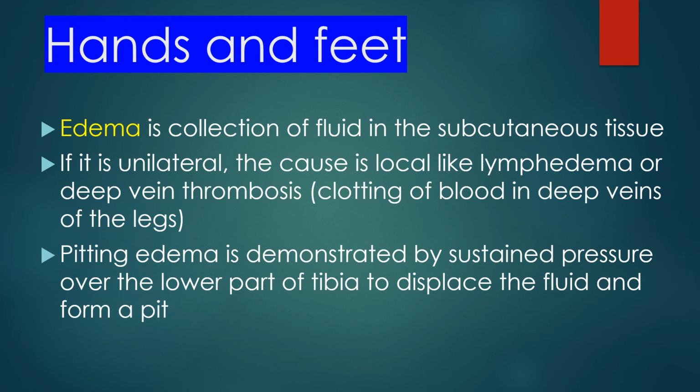Edema is a collection of fluid in the subcutaneous tissue. If it is unilateral, the cause is local, like lymphedema or deep vein thrombosis, that is clotting of blood within the deep veins of the legs. Pitting edema is demonstrated by sustained pressure over the lower part of the tibia to displace the fluid and form a pit.